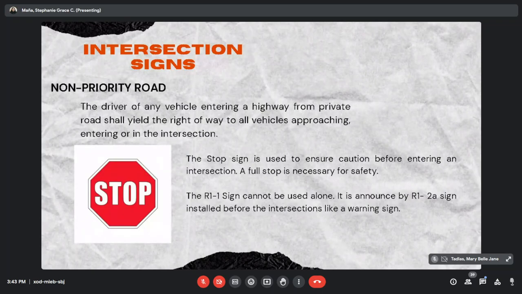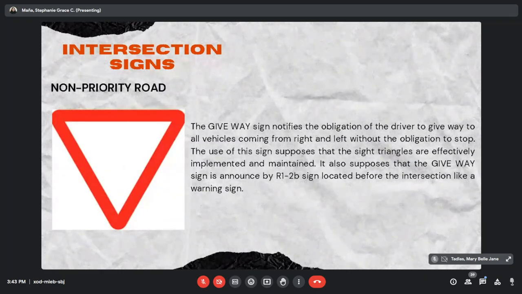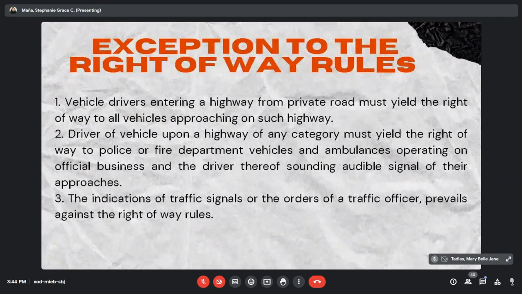So the R1-1 sign cannot be used alone. It is announced by the R1-2A sign installed before the intersections like a warning sign. So the give way sign notifies the obligation of the driver to give way to all vehicles coming from right and left without the obligation to stop. The use of this sign supposes that the sight triangles are effectively implemented and maintained. It also supposes that the give way sign is announced by the R1-2B sign located before the intersection like a warning sign.